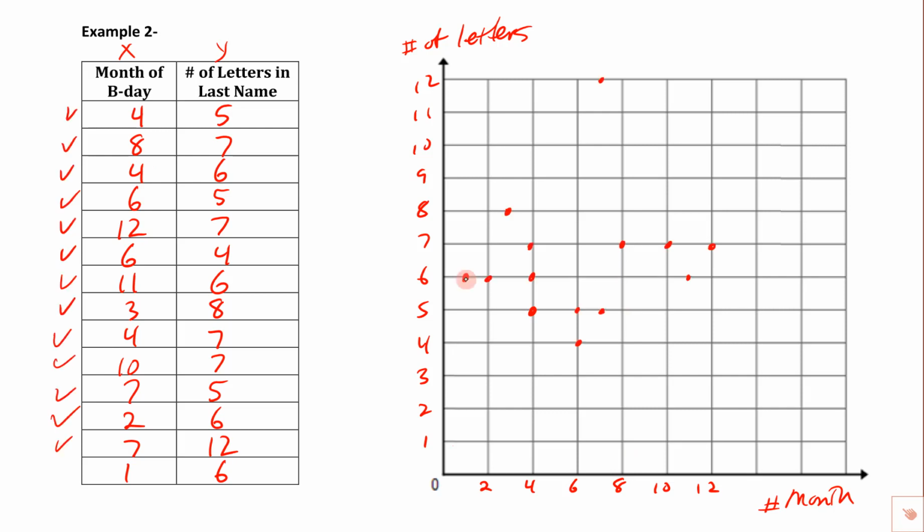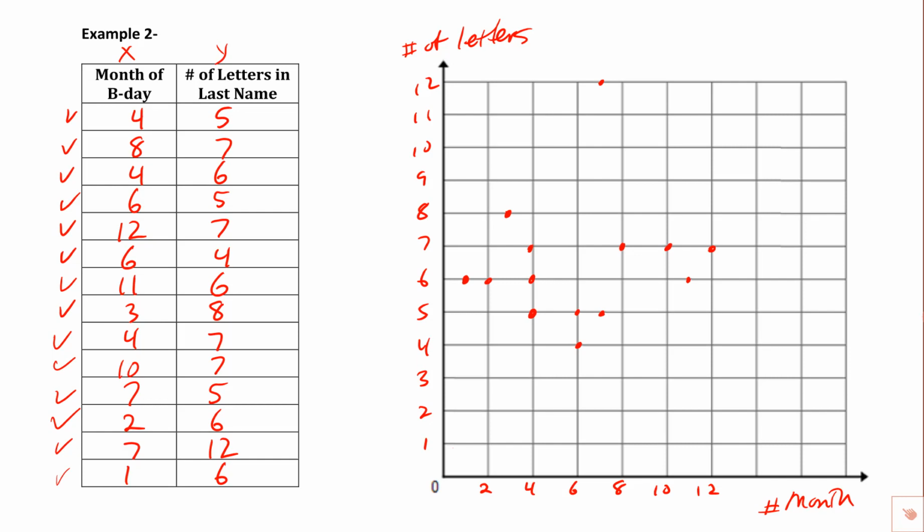Okay, I've got the data all plotted. There were a couple things that I noticed. Again, when we're doing a number that's odd, we're going to be off one of these grid lines. So the last one was 1-6. So this is month number 1 and 6 letters in the last name. So we kind of put it in between there. The same thing happened with this 11 and 6.